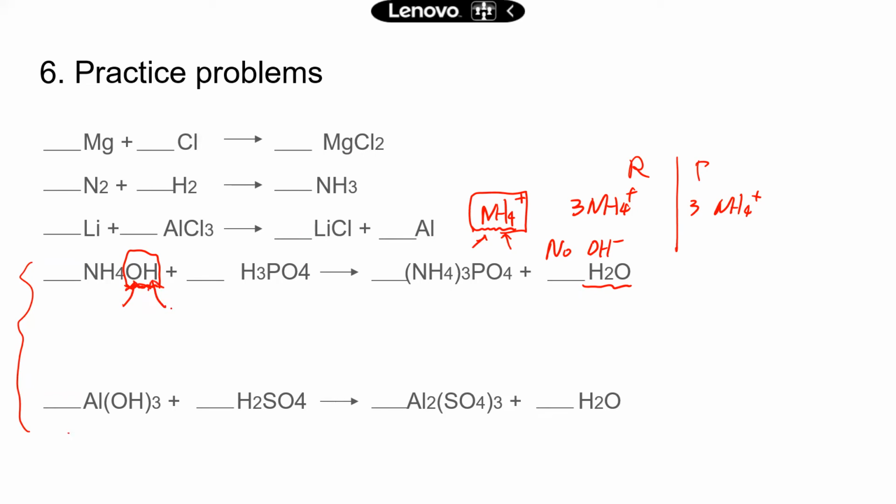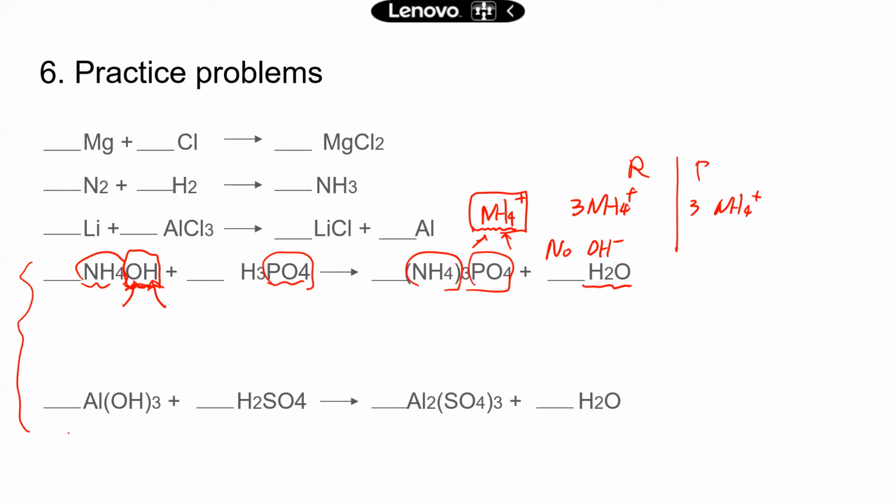Now you can ask, so how come we don't do that for NH4 or phosphate PO4? That's because you have NH4 on both sides, right? And you also have PO4 phosphate on both sides. So when you have the polyatomic ions on both sides, then you treat them as 1 unit. If you only have them on one side, then you will balance each individual atom.